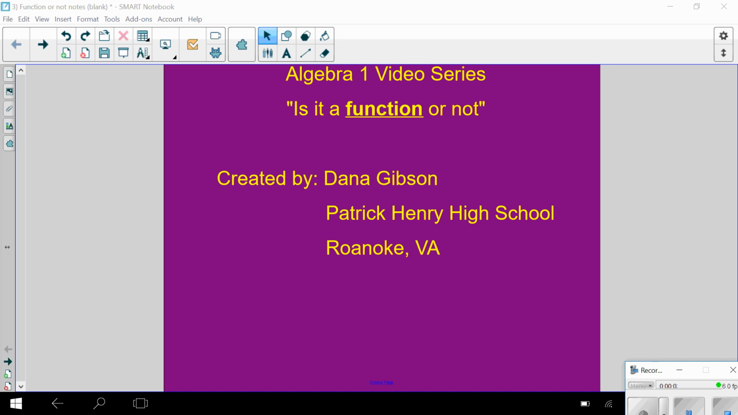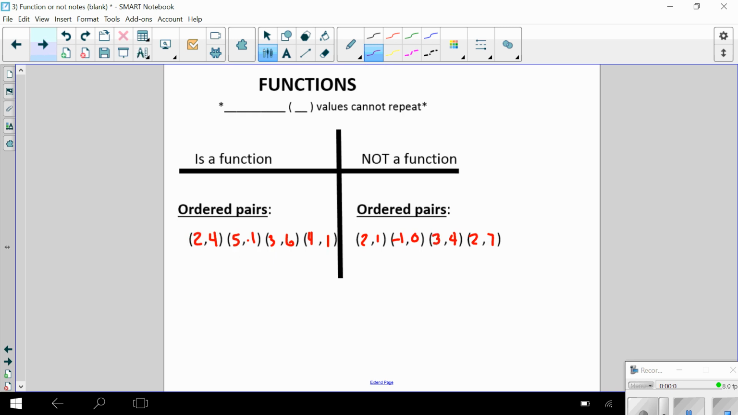Today we are going to identify whether a relation is a function or not. By definition, a relation is a function if your domain, which we know is my x values, do not repeat. So looking at this first set, my domain is 2, 5, 3, and 4. It does not repeat, so it is a function.